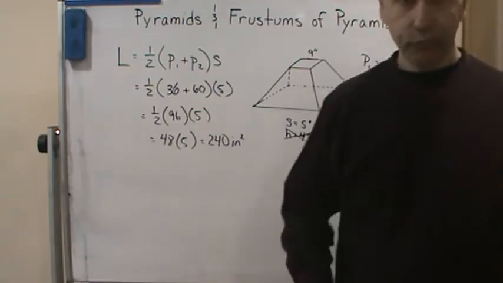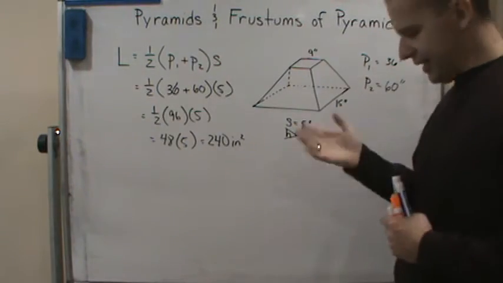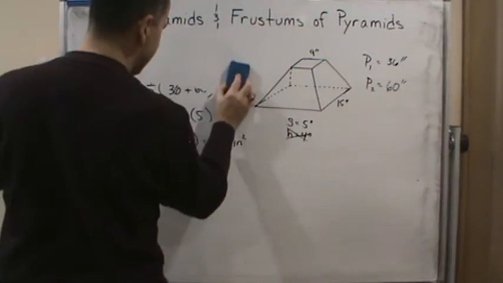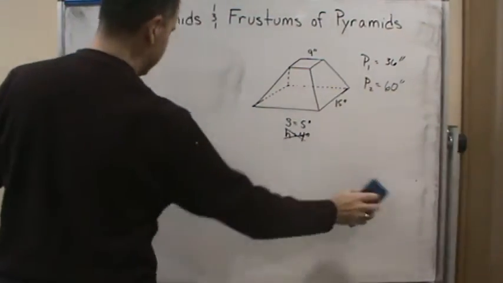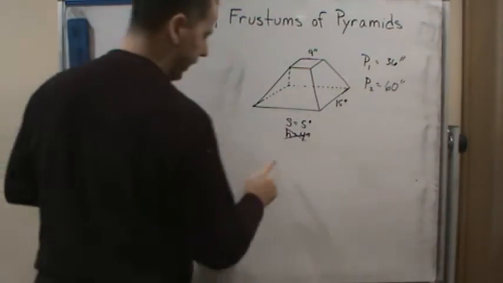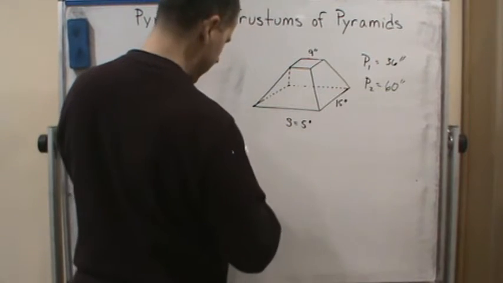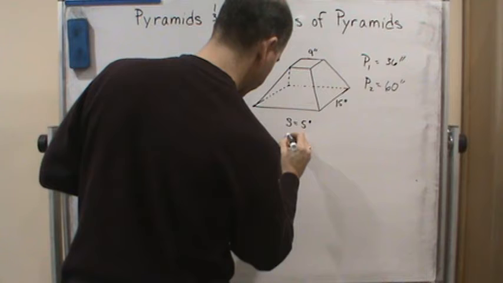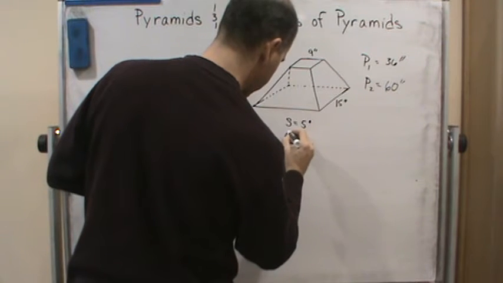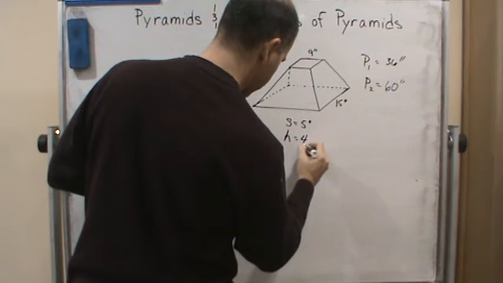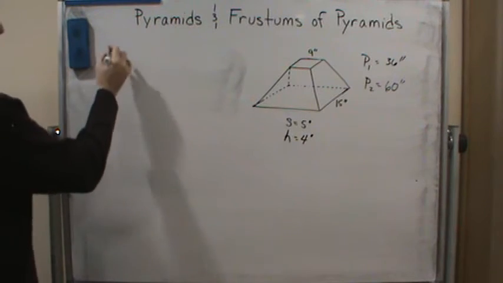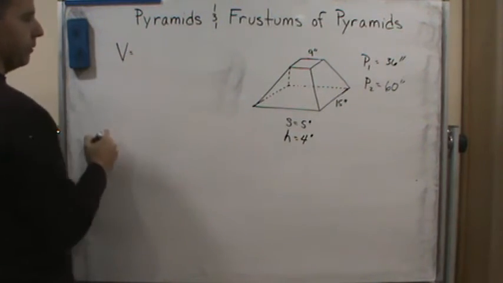Okay, welcome back. In this same example, what we're going to do now is calculate the volume. In this case we are going to need H, and again, H is 4 inches.